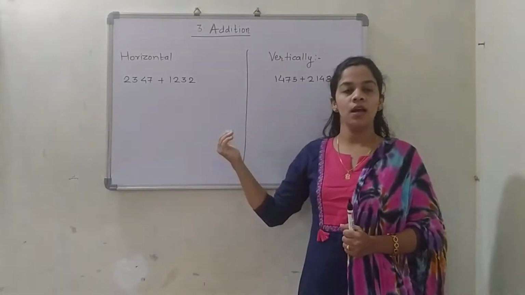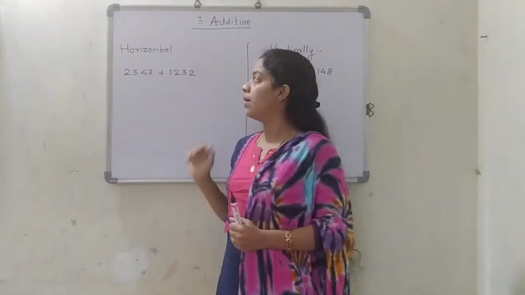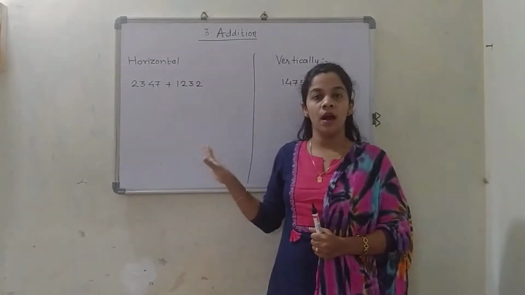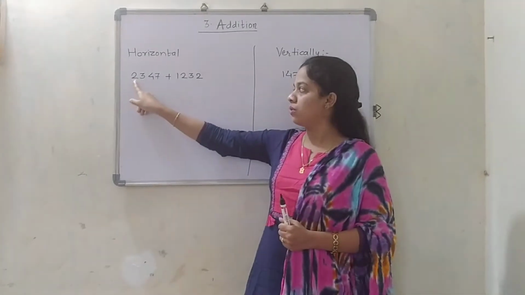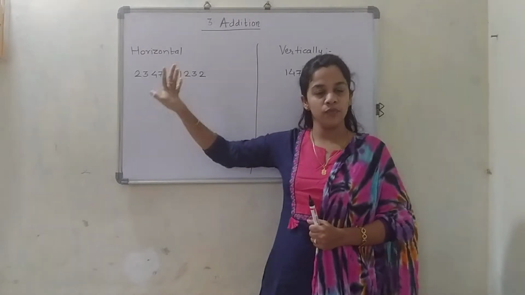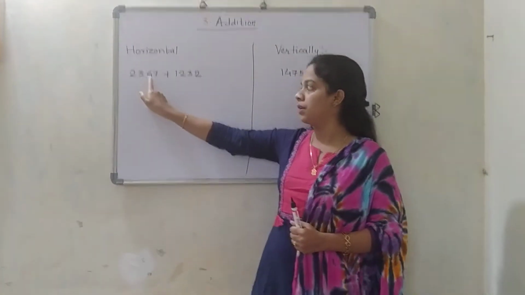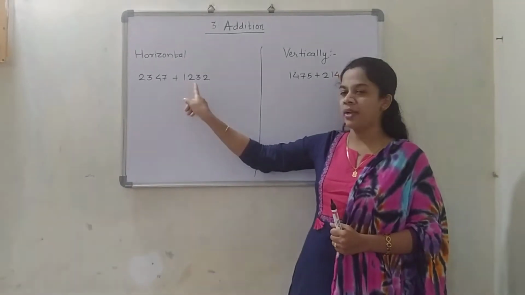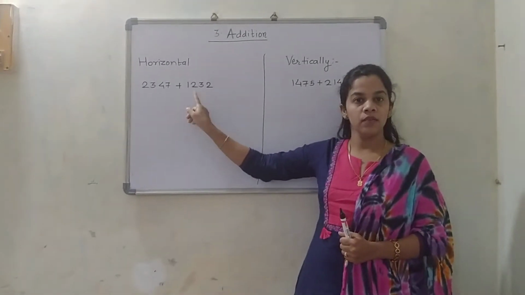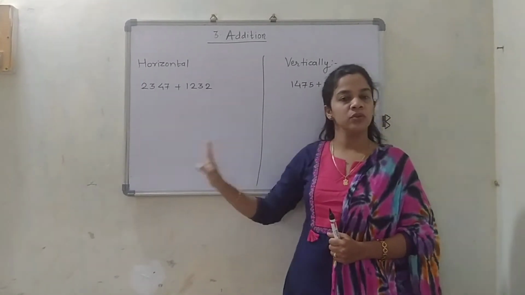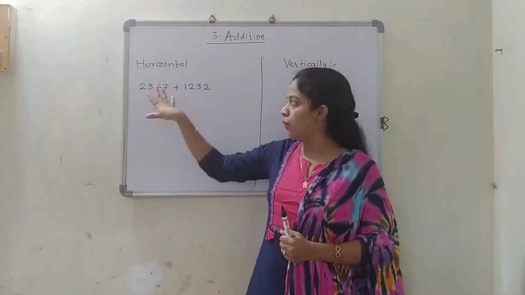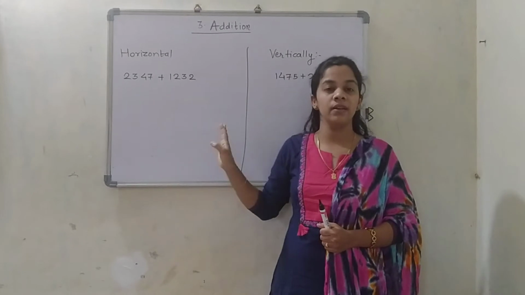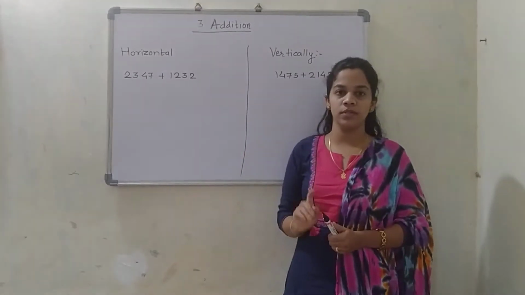Okay, we will just see how we are going to solve in the horizontal way. Just count the numbers, how many are present. Just see 2347. There are four numbers, 1, 2, 3, 4, plus 1232. What are they? They are also 4-digit numbers. So 4-digit and they are also 4 digits. So it will be no problem for us to solve it directly. Now we will see how we are going to solve this.